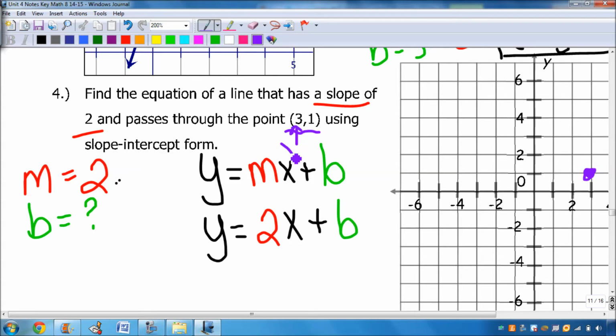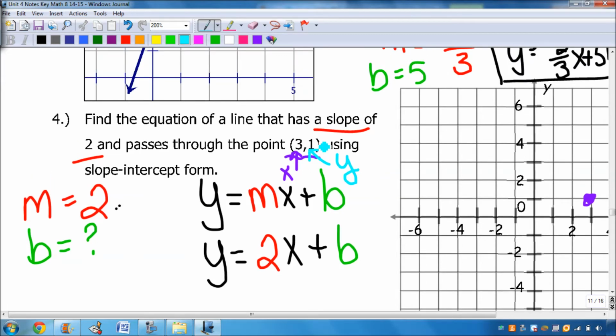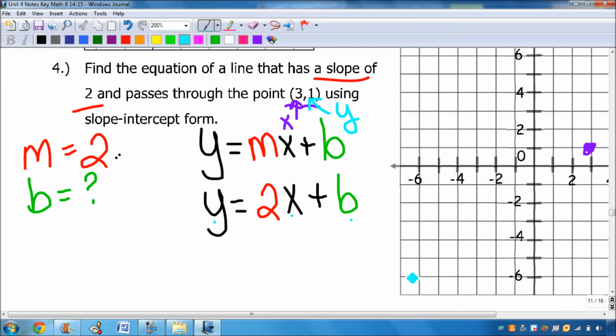Now right here, this 3 is your x coordinate. So I know that this is an x, and I know that this 1 right here is a y. So every time I see an x, I'm going to replace it with 3, and every time I see a y, I'm going to replace it with 1. That's because right now I have 3 variables, and all I care about is figuring out what b is.